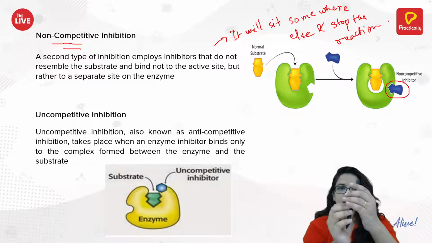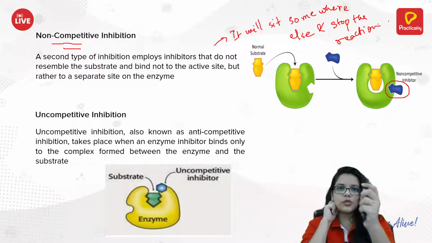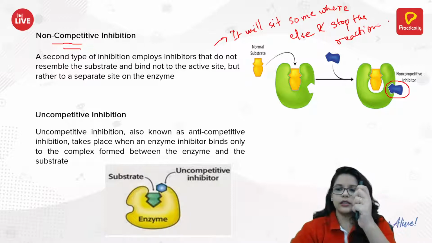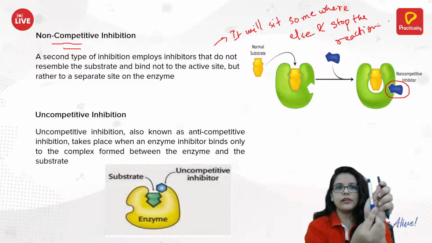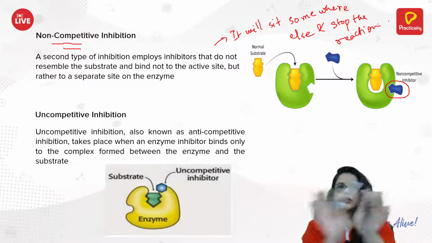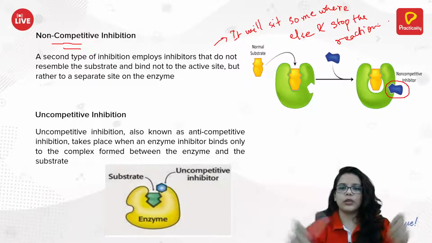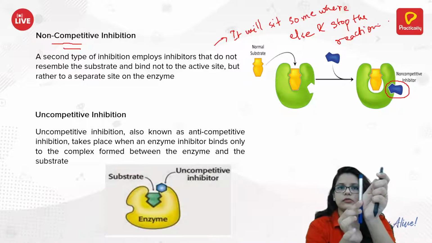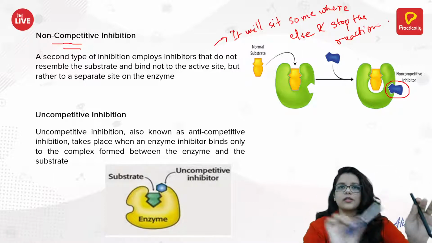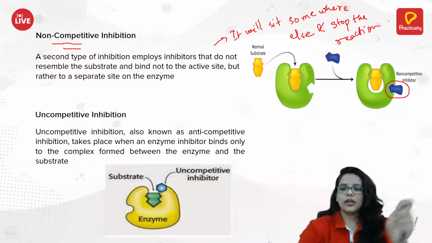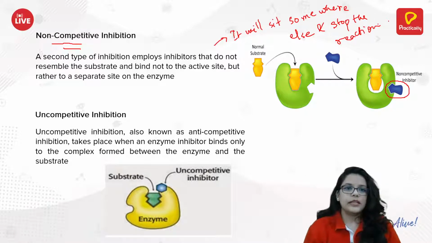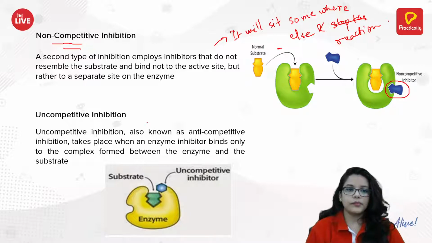So this is my substrate and the enzyme. This is working. Suddenly, this non-competitive inhibitor comes and attaches here. My enzyme is over. My enzyme will not work anymore because this has attached. The inhibitor has attached at some site, and it will stop working. That is non-competitive inhibition. Now there is uncompetitive inhibition.